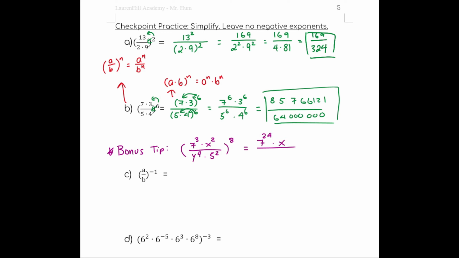So this is this law here. Let me just write it down so you're not confused. What I did here for the 7 to the 3 to the 8 to get to that 24, I used this law right here.